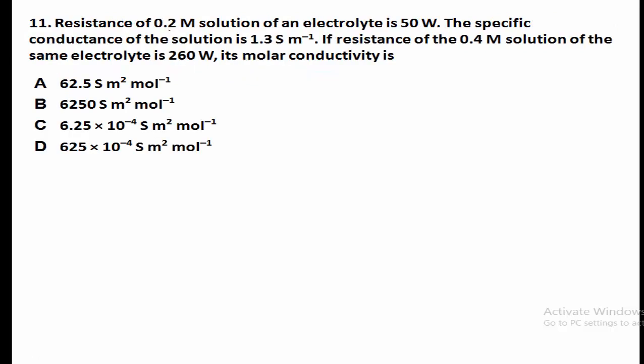11th one, resistance of 0.2 M solution of an electrolyte is 50 ohm. The specific conductance of the solution is 1.3 siemen per meter. If resistance of the 0.4 M solution of the same electrolyte is 260 ohm, its molar conductivity should be... ohm, not watt. Resistance is represented as ohm. So now what you need to find? Molar conductivity.